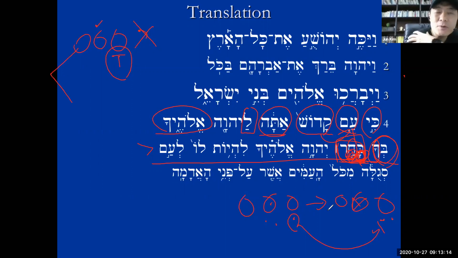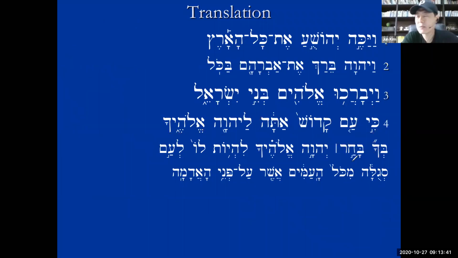But the difference between them is what? The second vowel point. If you have tsere, then that must be imperative form. If you have pata, then that must be 3MSG affix form. Is it clear? All right. So yeah, that's something that we need to pay attention to. So this one, 3MSG affix form, Qal stem.